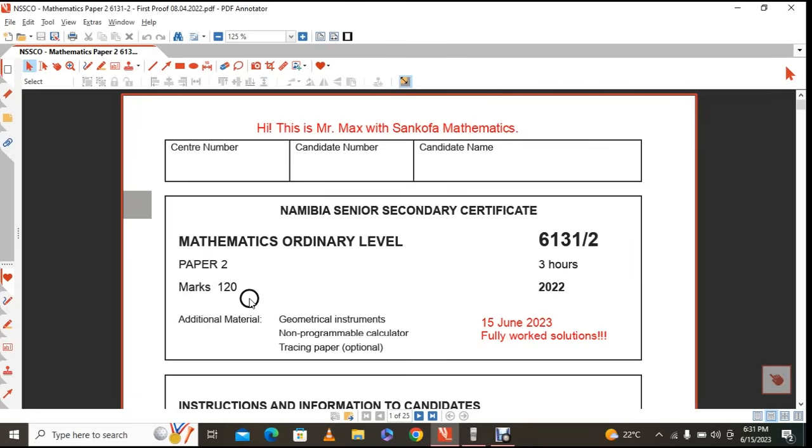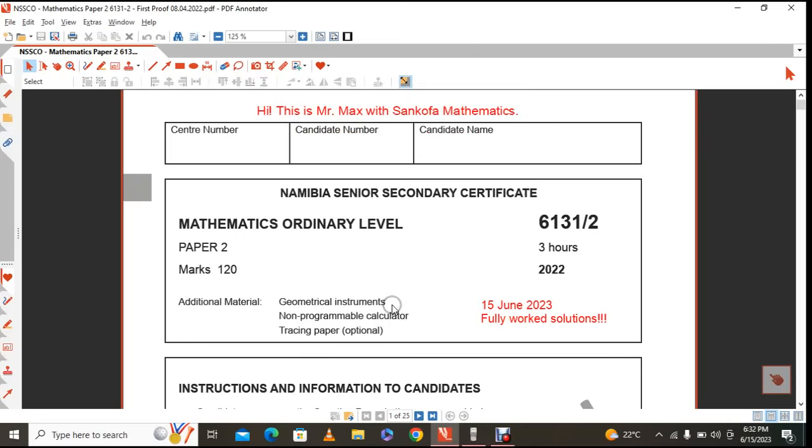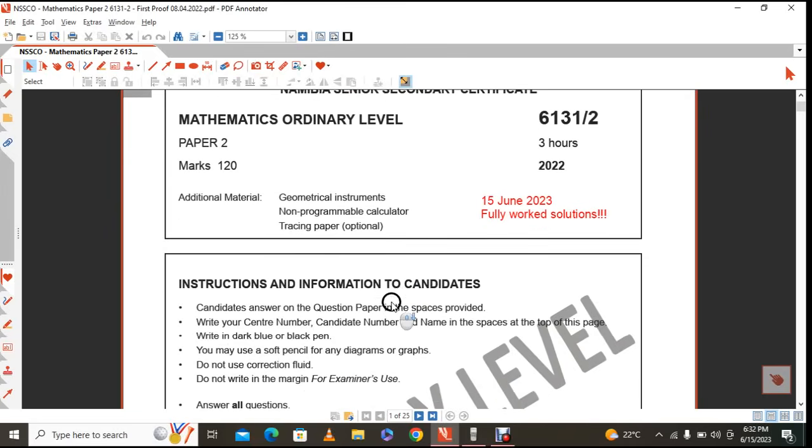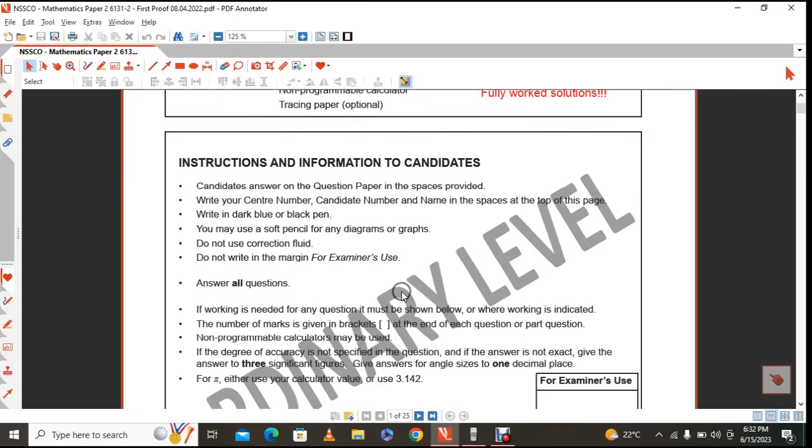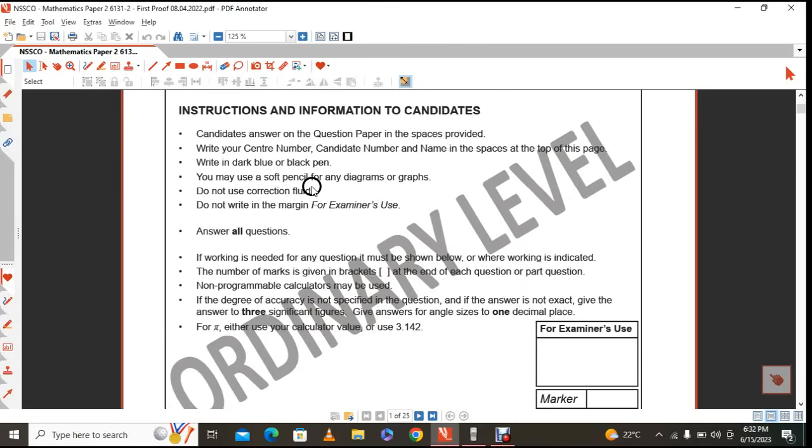So I'm looking at paper 2, the much awaited paper that everybody has been asking me to upload. I've been so busy, but I think today I found time to do this paper. Right, it's very important that you realize there are some instructions and information that are key whenever you are working through these papers.